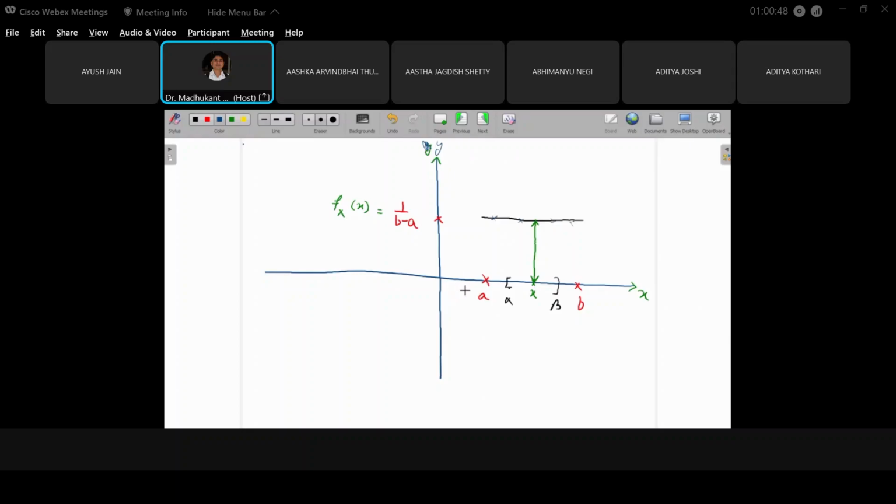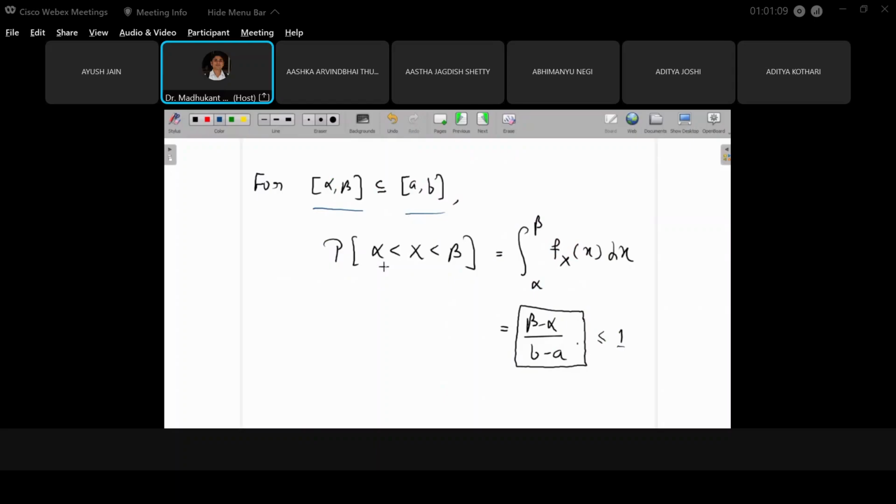Now if you take any interval alpha to beta, which is a subset of the closed interval [a, b], you know how to identify the probability over this interval. That's going to be the integration from alpha to beta of f(x) dx. Since f(x) remains constant at 1 by b minus a, this is nothing but the length of the interval alpha to beta, that is, beta minus alpha by b minus a. Since alpha beta is a subset of [a, b], the length of this interval is always less than or equal to the length of the larger interval, so the division will be less than or equal to 1. This ensures it identifies the probability over it.